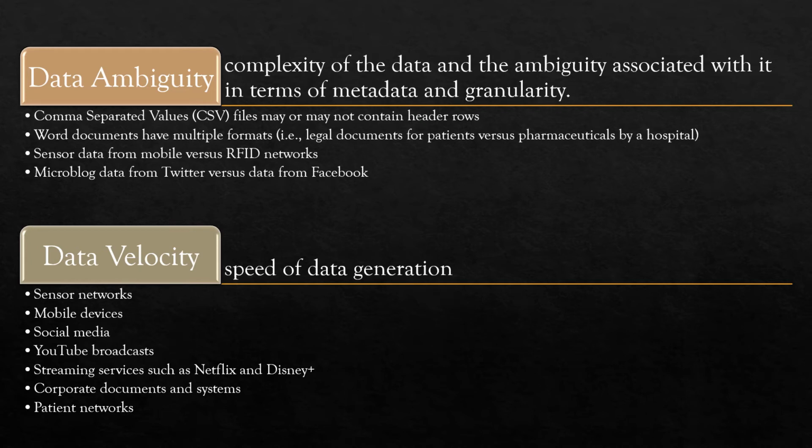Okay, different things have different speeds. Like sensor networks, mobile devices, social media, YouTube broadcast, everything. And this is an example of different speeds of data generation. Social media maybe has a very high speed, while others maybe not so, like patient networks. Okay, this is a variety of data generation that needs high speed in processing.